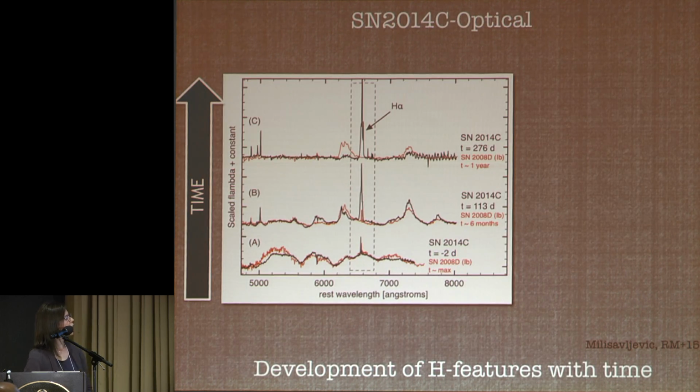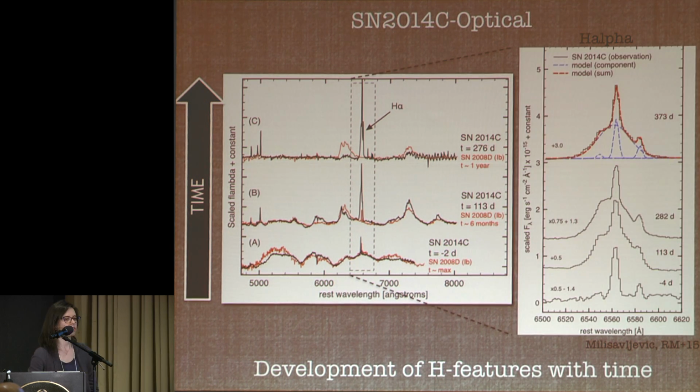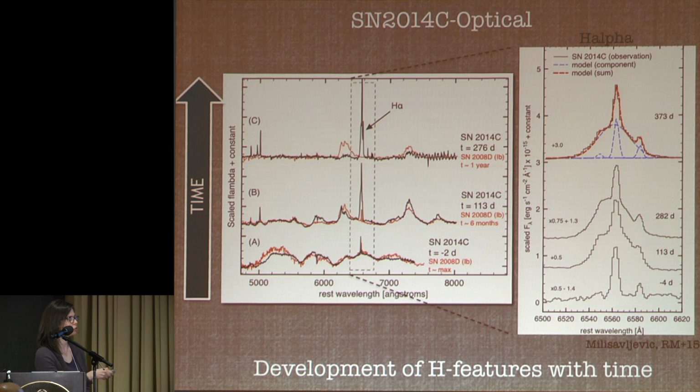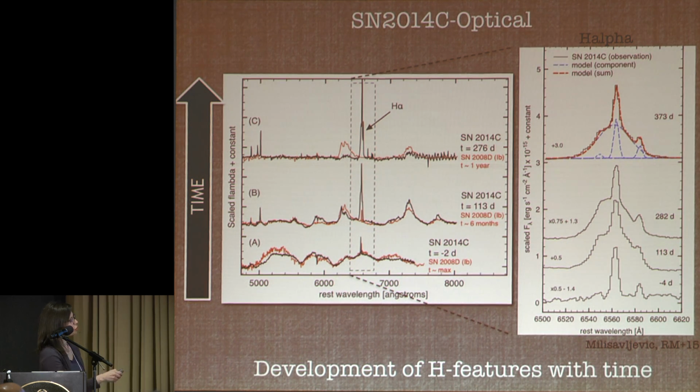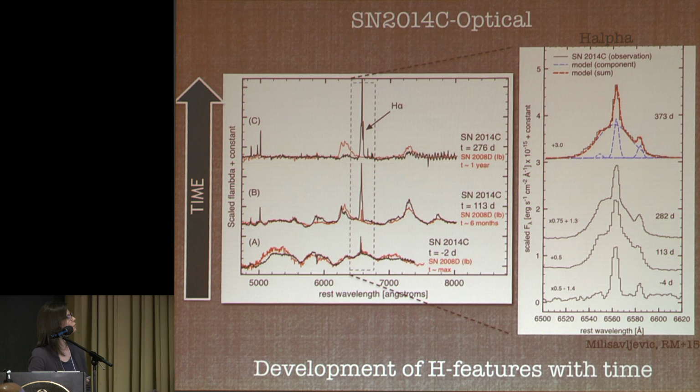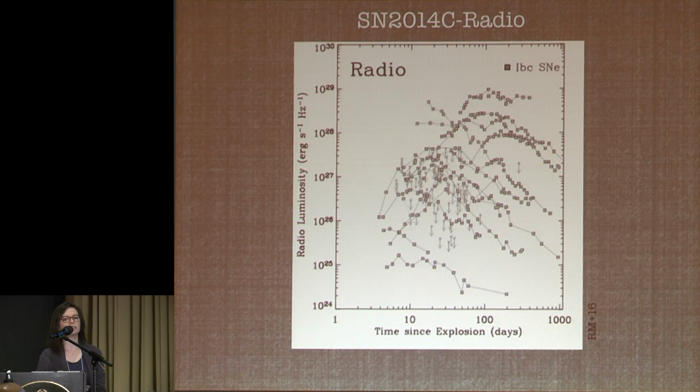So what happens is that you wait a little bit of time, and with time the supernova started to build up hydrogen features, which is something we do not normally observe in a type 1b supernova. So there is a clear, very pronounced spectral evolution. So that's the optical. Let's have a look at 14C in the radio.